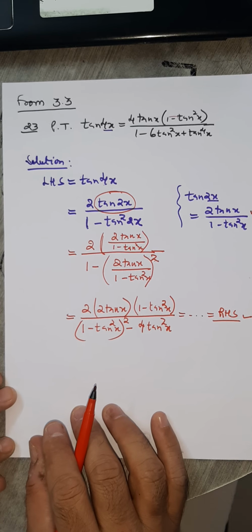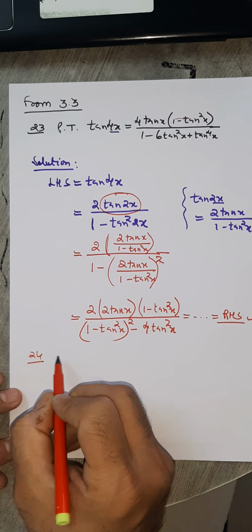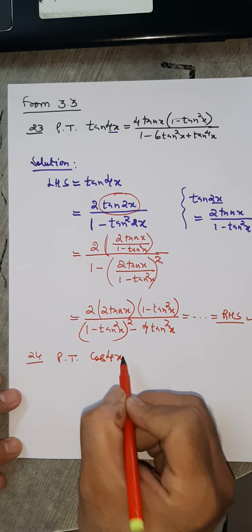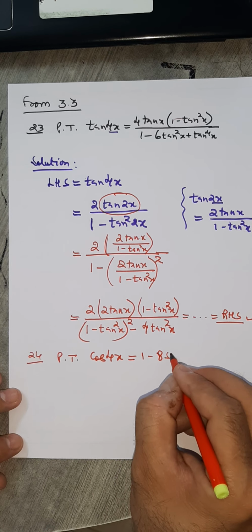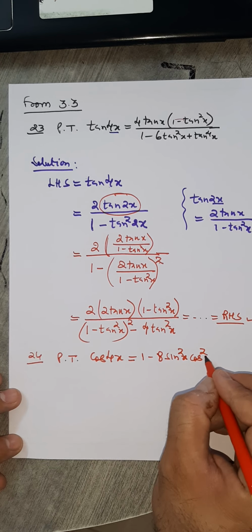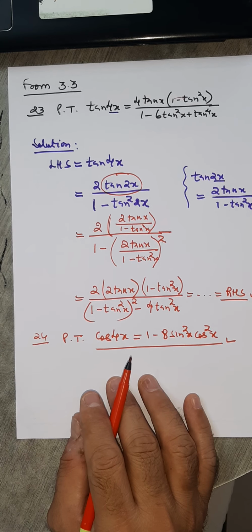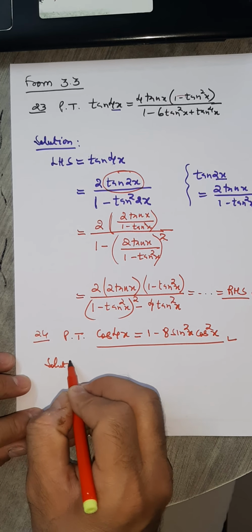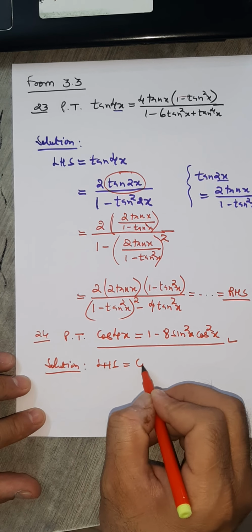This is one question. One more question, 24, I would like to do. Prove that cosine 4x equals 1 minus 8 sine square x into cos square x. So I'll start here again with LHS. Let me start with the left hand side, cos 4x.